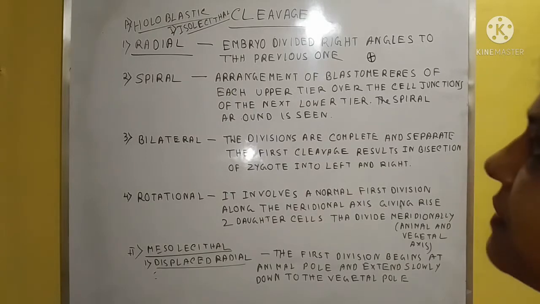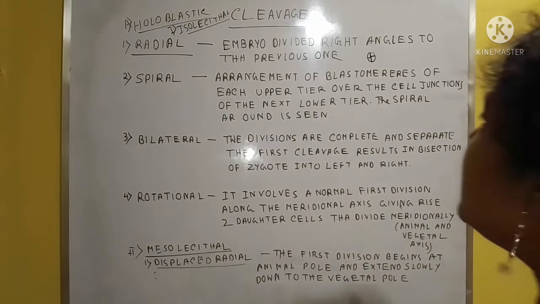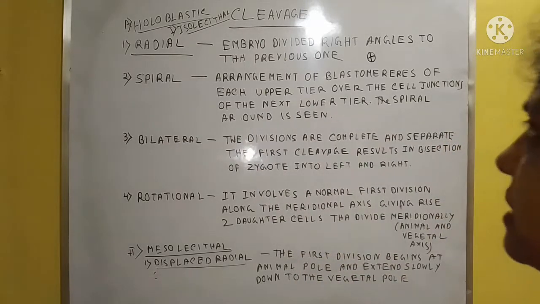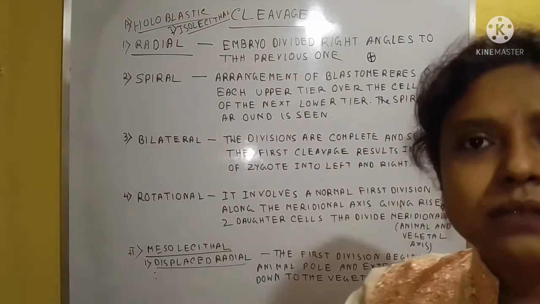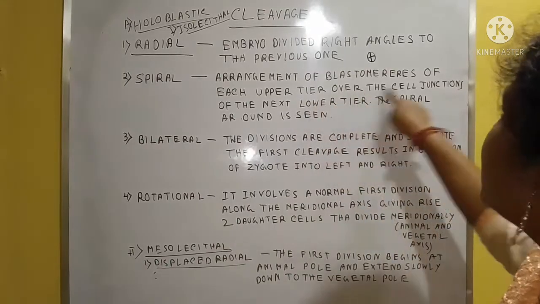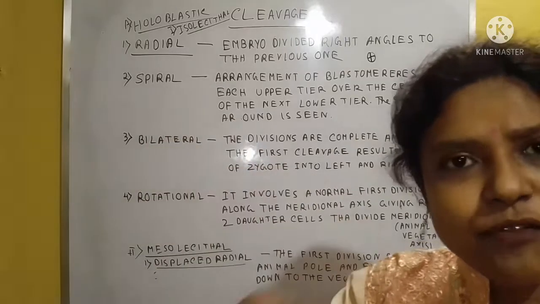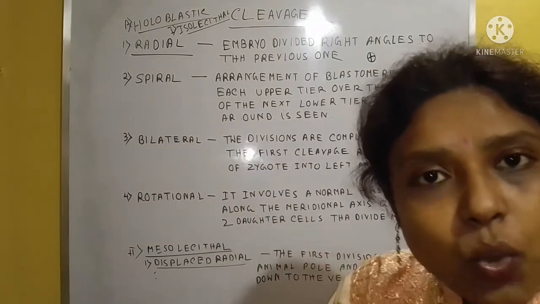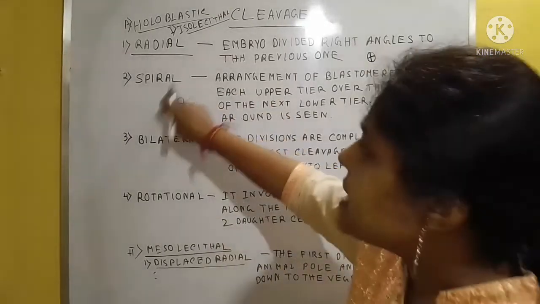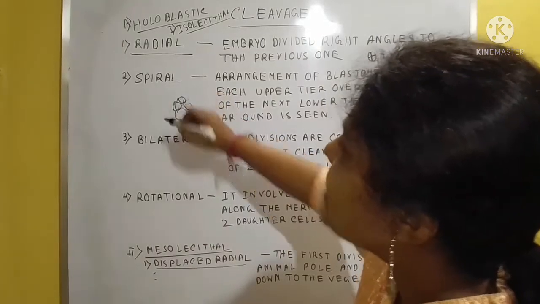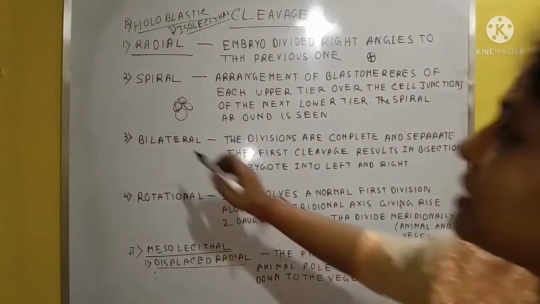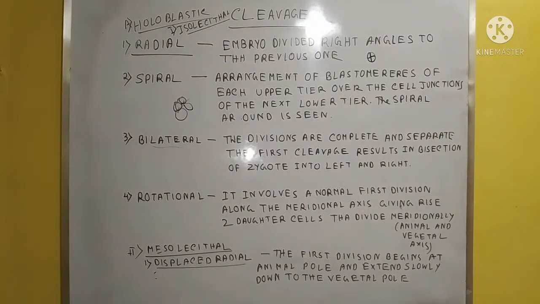The second one is the spiral cleavage, where the blastomeres of each upper tier are arranged over the cell junction of the next lower tier, and a spiral is seen. The first blastomeres produced are situated in the upper tier, over the cell junction of the next lower tier. That means after formation of the blastomeres, one remains in the lower tier and another in the upper tier, so they are arranged in a spiral pattern.